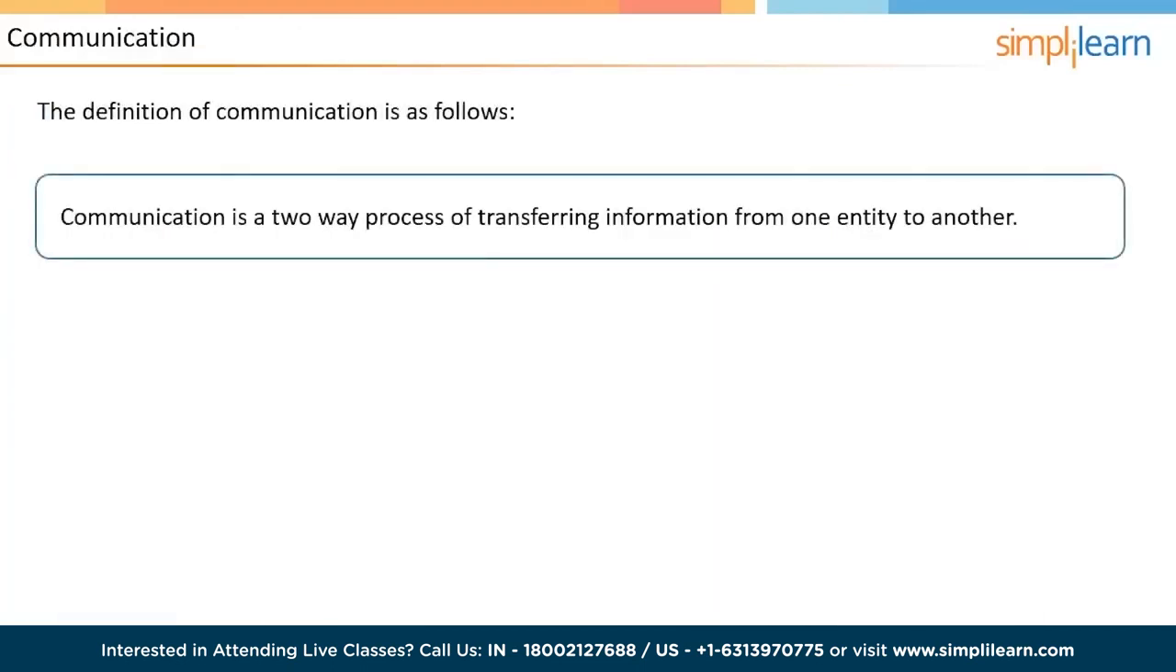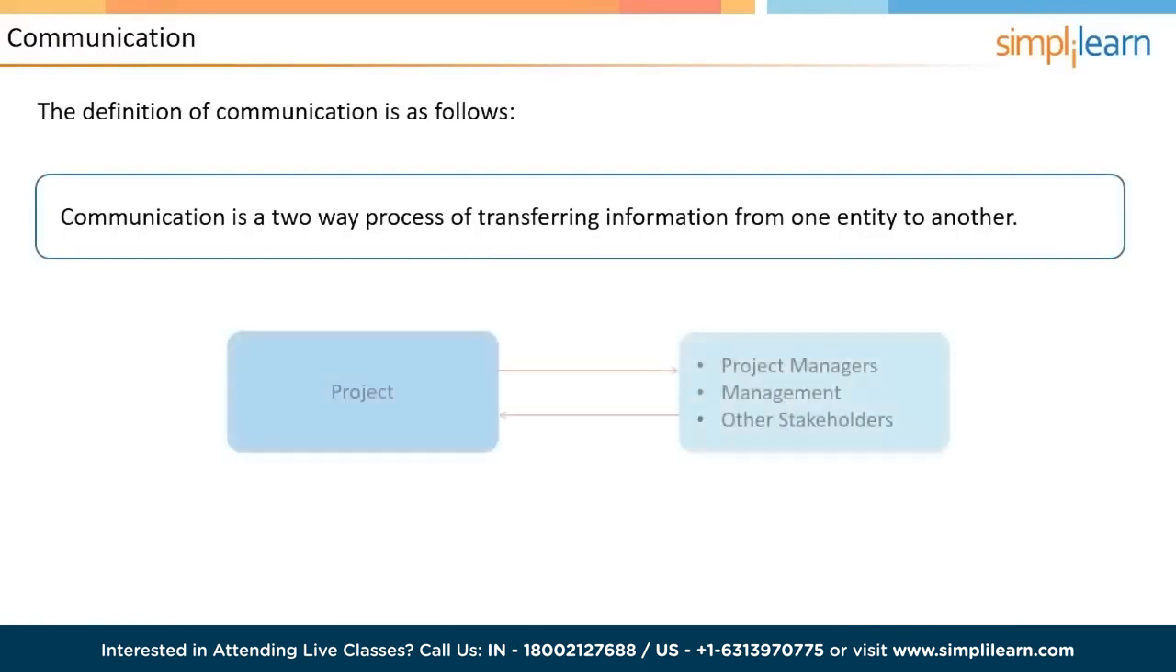Communication can be best defined as a two-way process of exchanging information between 2 entities. As you can see on the screen, if the project is an entity, the project needs to communicate with other entities in the organization, like project managers, senior management of the organization, and any other stakeholder of the project. Similarly, these entities may also have to communicate with the project. The communication between the project and the stakeholders is always two-sided.